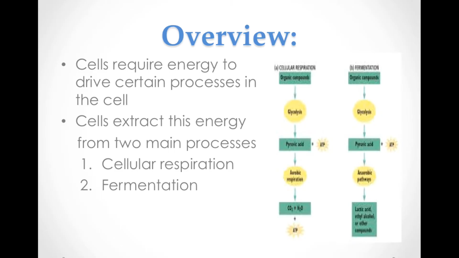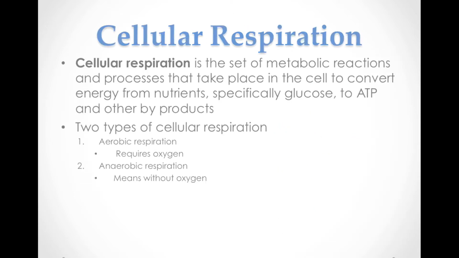Cells require energy to drive certain processes in the cell. They have to extract this energy from two main processes, either cellular respiration or fermentation. Cellular respiration is the breaking down of glucose into ATP and other byproducts such as carbon dioxide and water. There are two types of cellular respiration, aerobic and anaerobic.